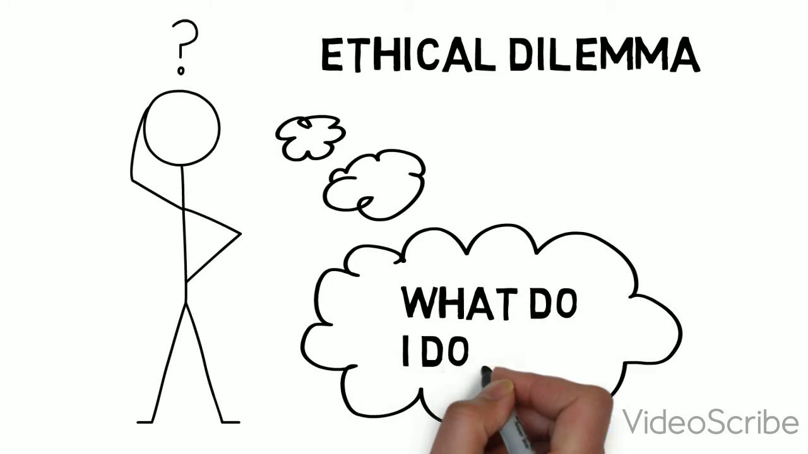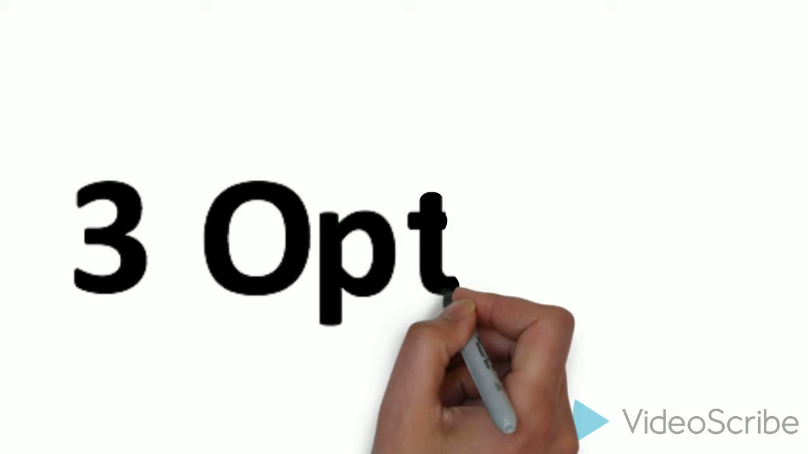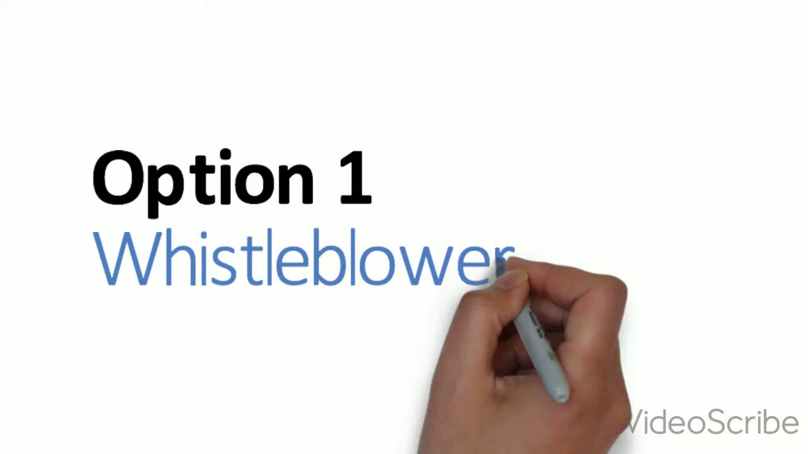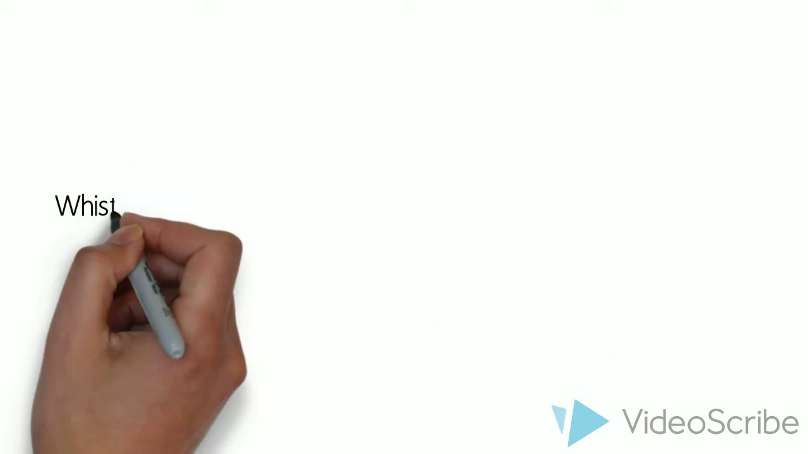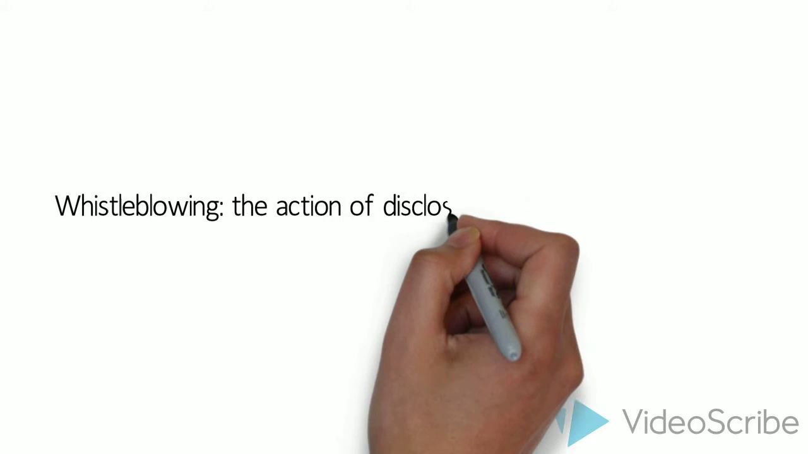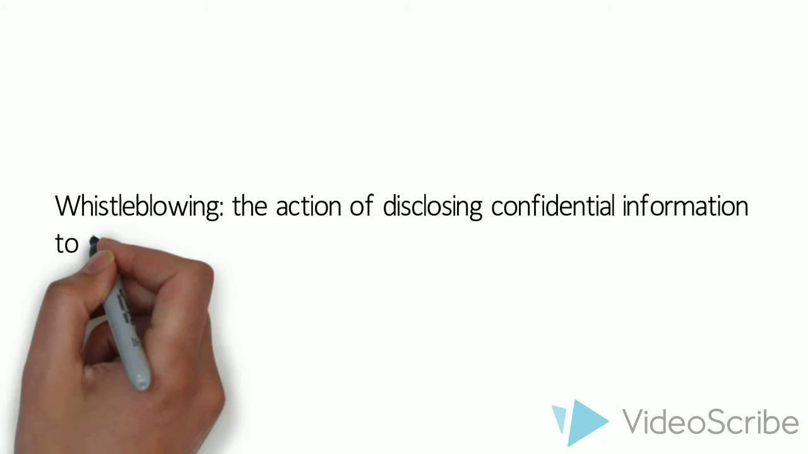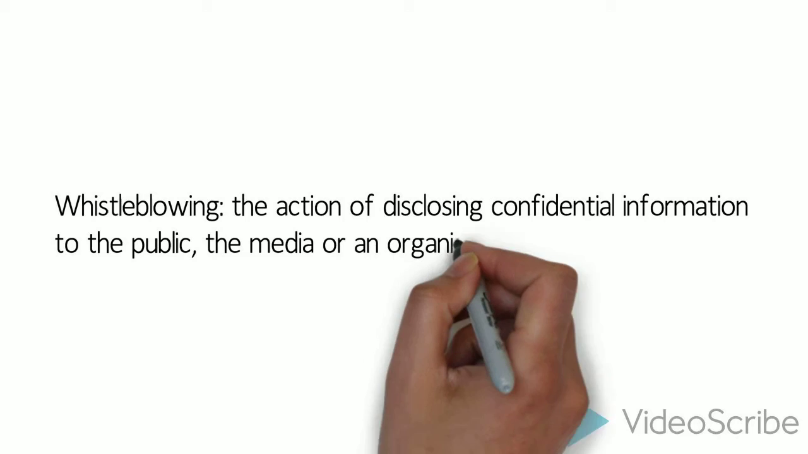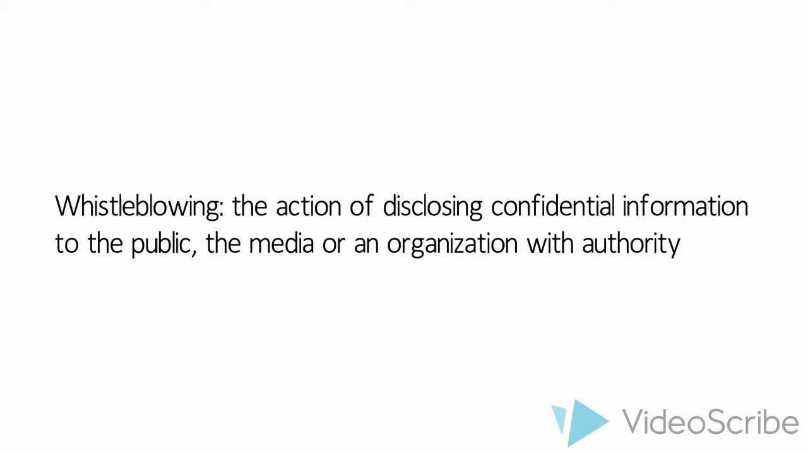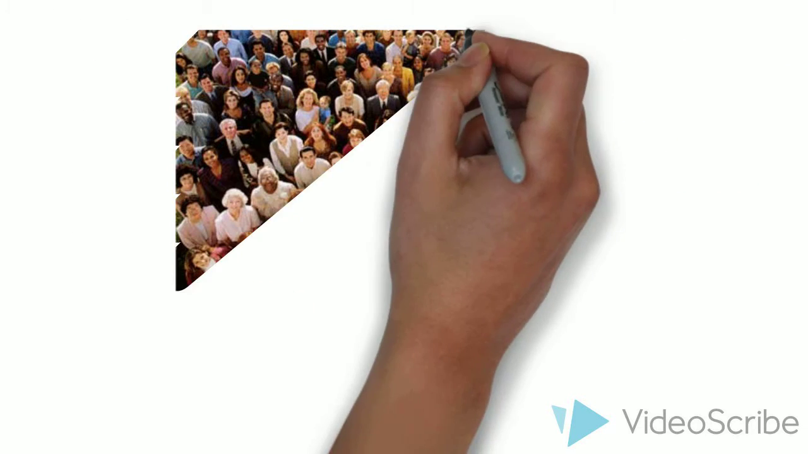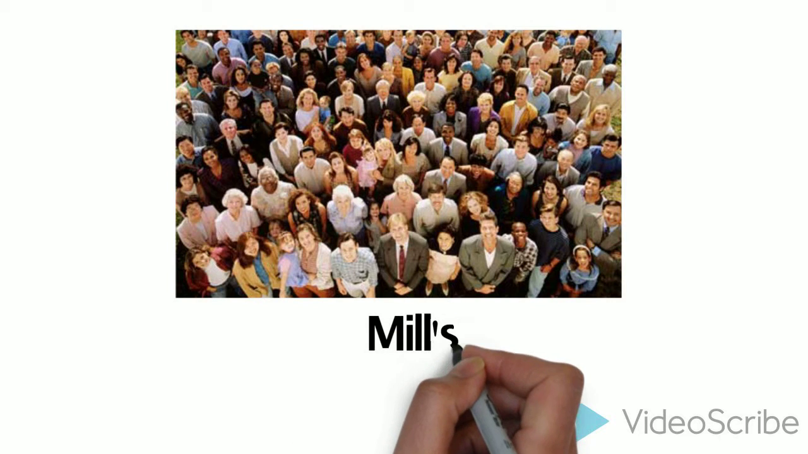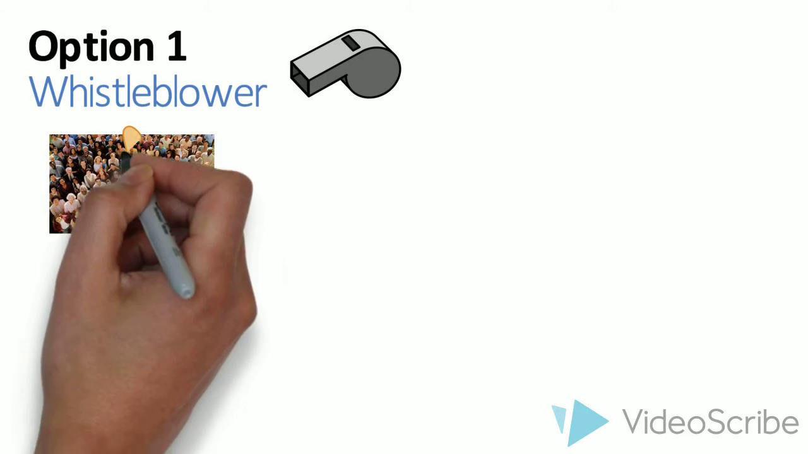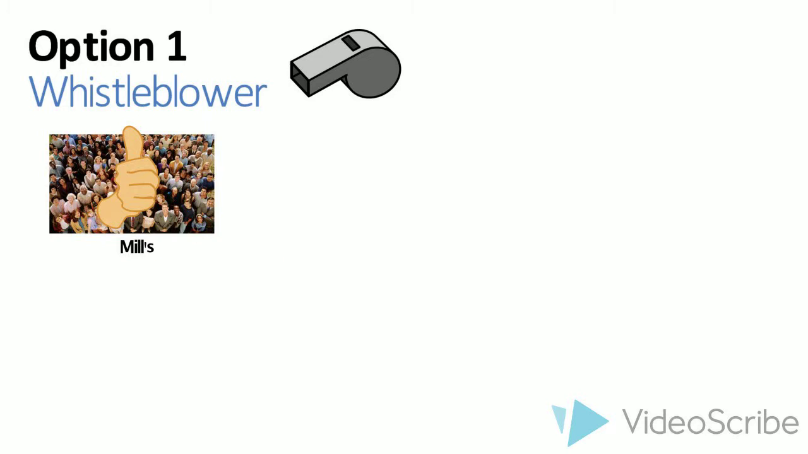Now, we will present 3 possible courses of action to deal with our dilemma. Our first option of the 3 is to be a whistleblower. Whistleblowing is the action of disclosing confidential information to people or an organization with authority. While this is seen as somewhat of a shady practice, it is the first of our 3 solutions. This solution agrees with Mill's ethics, as the greatest number of people in our situation is the taxpayers and donors.